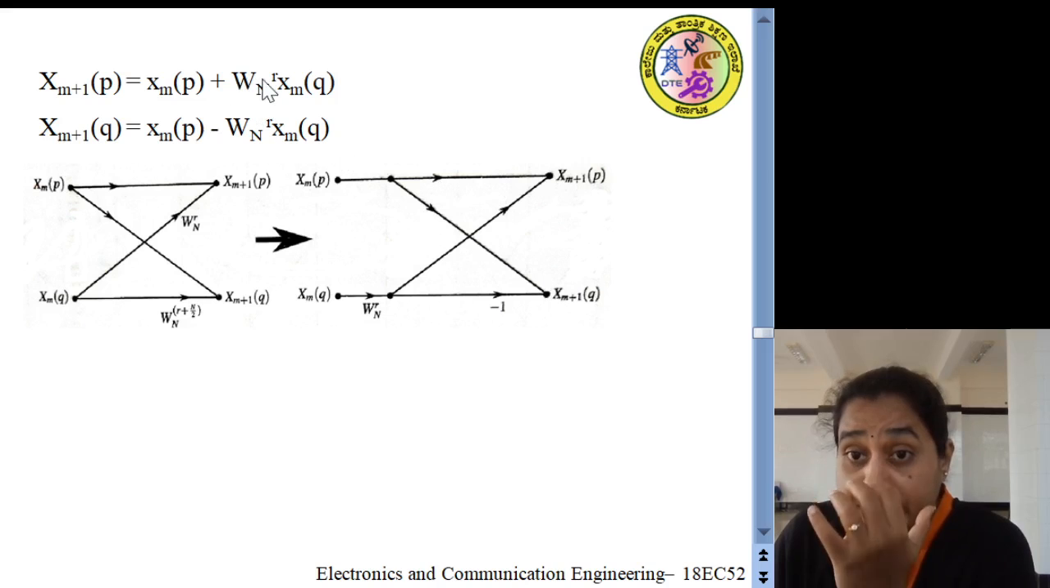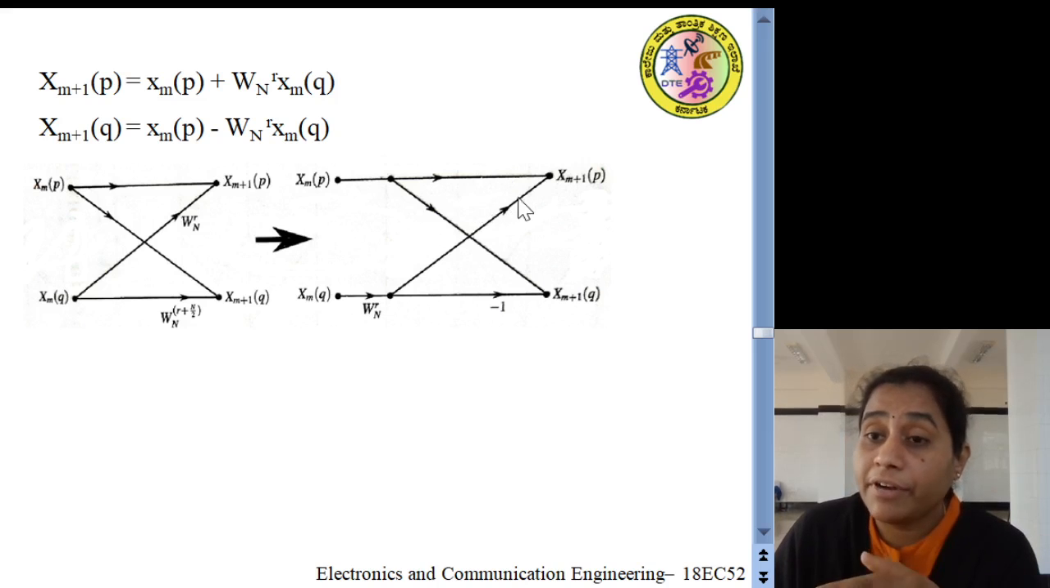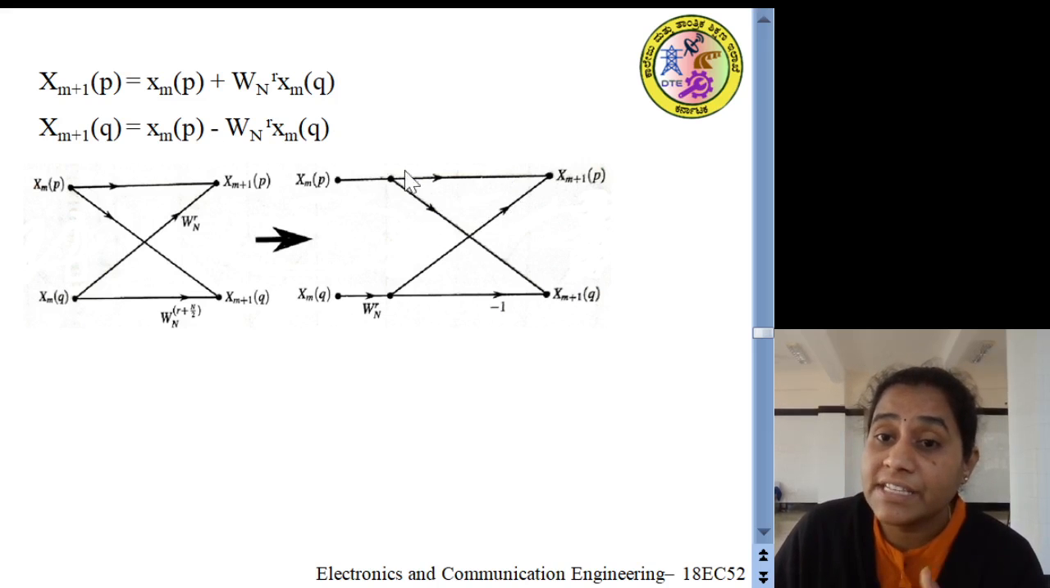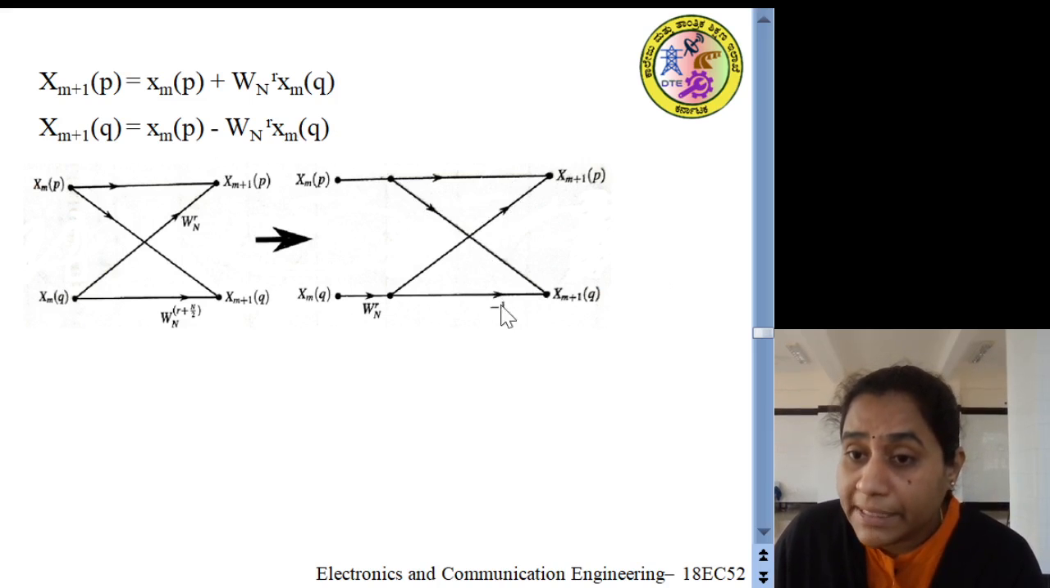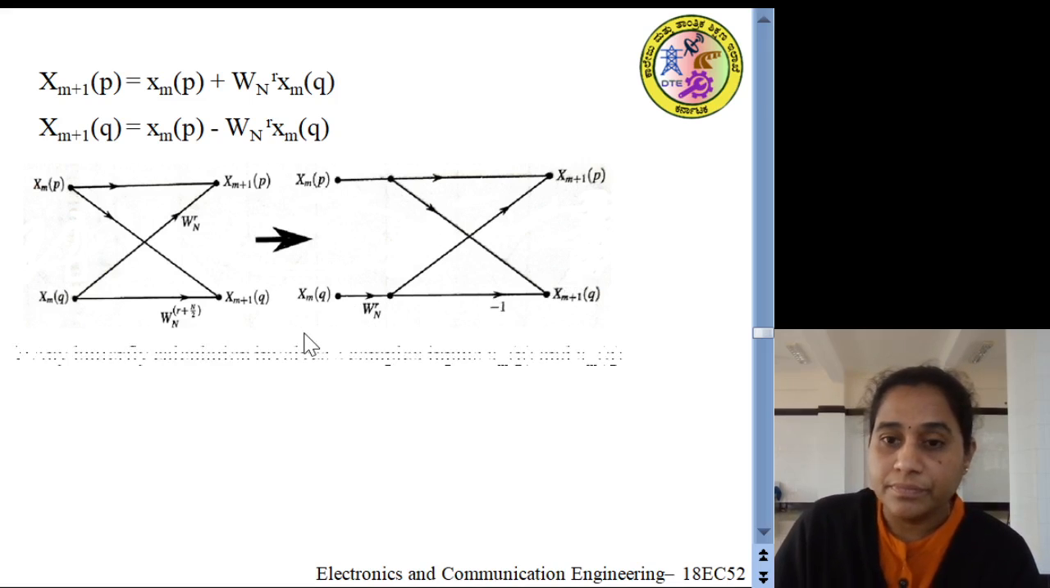That means multiplying these terms every time is completely taken off. Instead, this will be multiplied by minus 1. So x_(m+1) of p is equal to x_m of p plus, here we can see our twiddle factor, W_N raised to the power r into x_m of q. Our x_(m+1) of q is equal to x_m of p minus W_N raised to the power r into x_m of q.